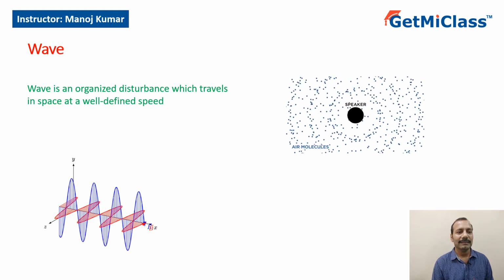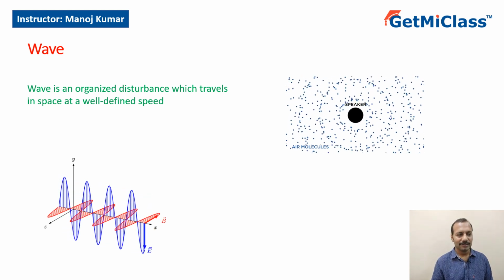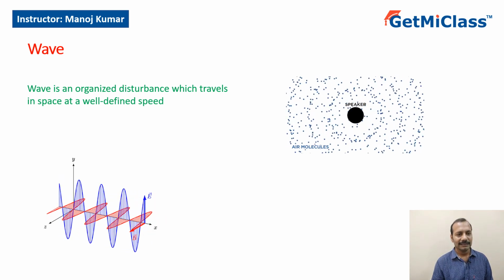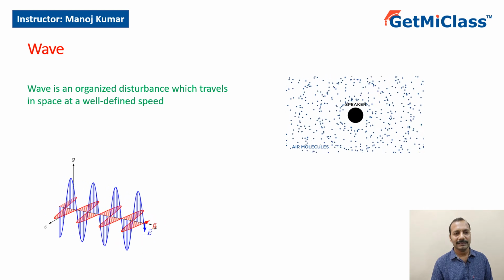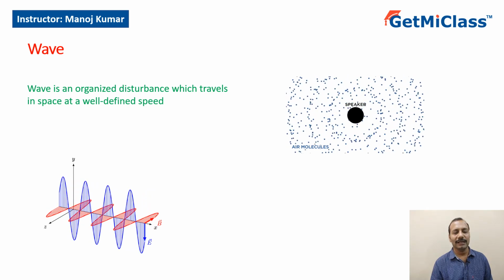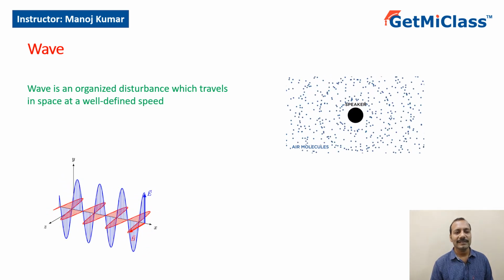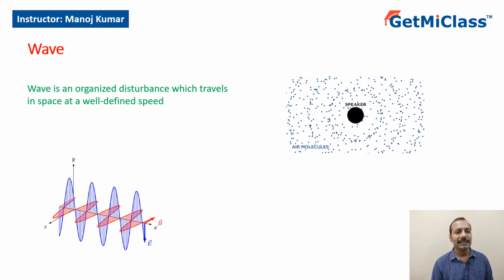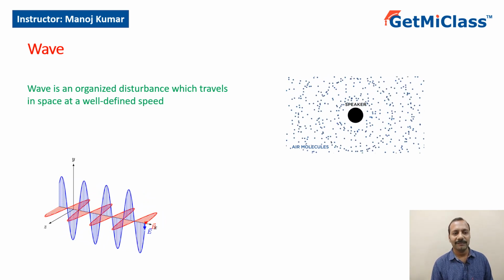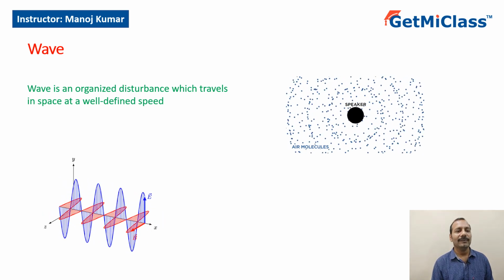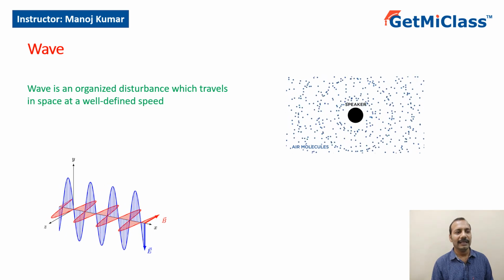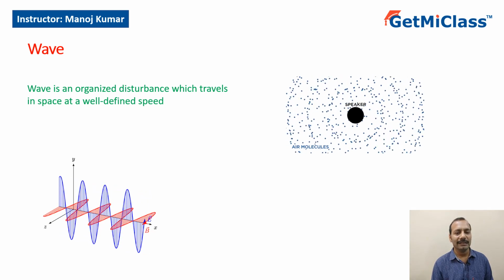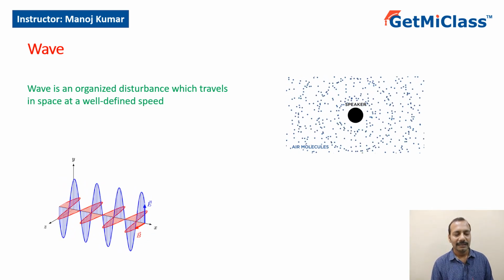Now as an example, you can see that we are showing a speaker which is producing a disturbance. The disturbance is spreading throughout in all directions. Now here you will see that there is no mass that is being transferred from one point to another. The air molecules are vibrating and they are carrying energy from the speaker to various points in the medium.